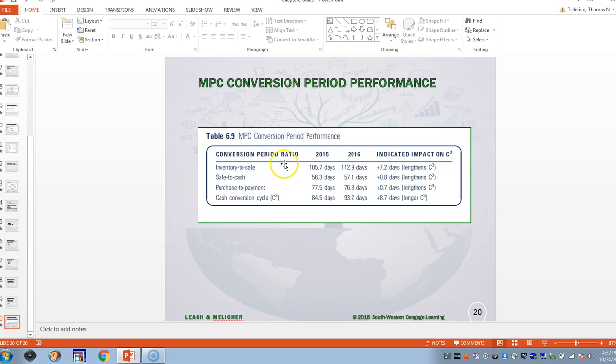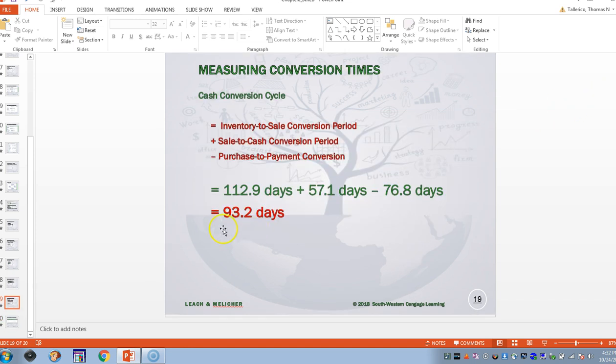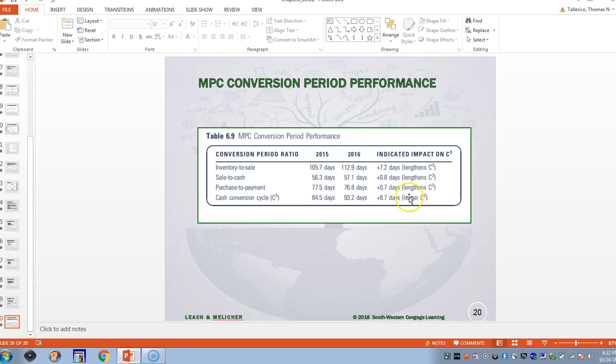And here's now a table which shows all the ratios. This is a summary of everything we did. Inventory to sales, sales to cash, purchase to payment. And here was our number for 2016. This is the example we did. You'll notice it's 93.2 days. And here's the 93.2 days. So there's really not much math here tonight except for a couple ratios where we do simple addition and subtraction.